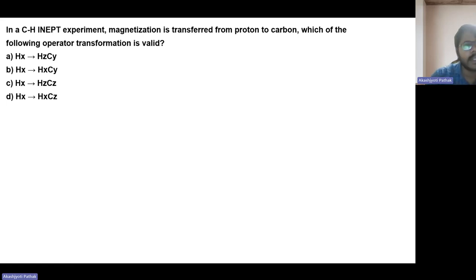So the question is, in a CH INEPT experiment, magnetization is transferred from proton to carbon. Which of the following operator transformations is valid in this CH INEPT experiment? Option A, Hx to HzCy; B, Hx to HxCy; C, Hx to HzCz; or option D, Hx to HxCz. I'll give one or two minutes to think on this before I start explaining and trying to solve the question.